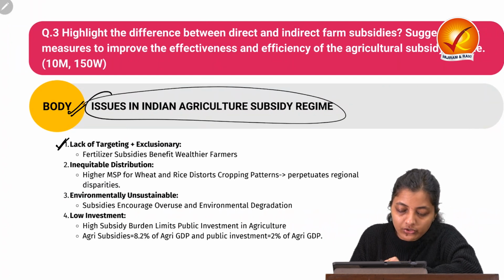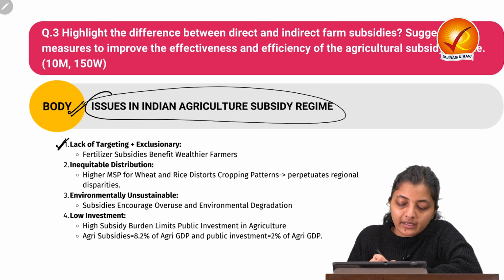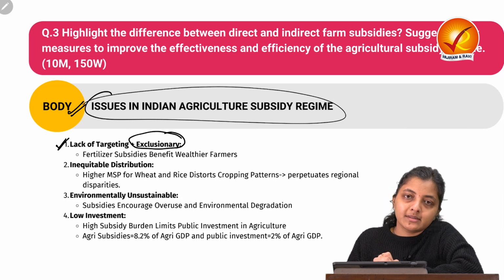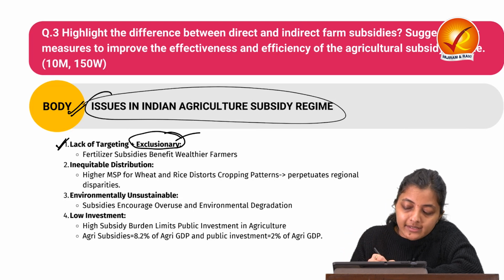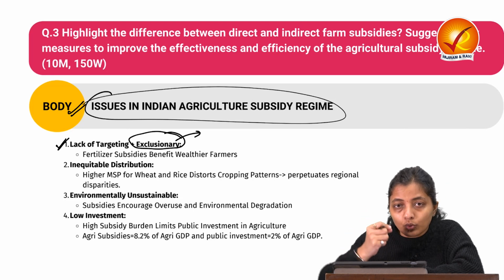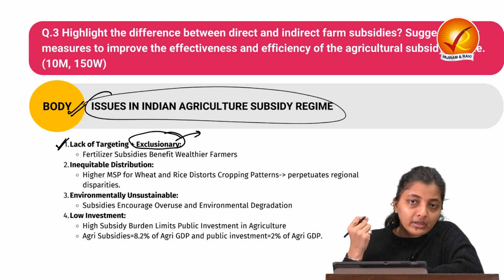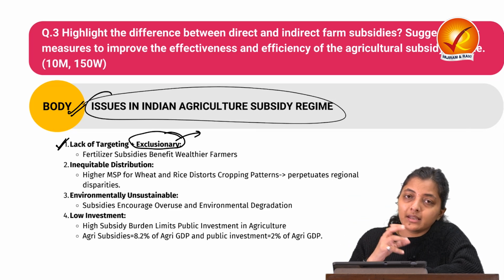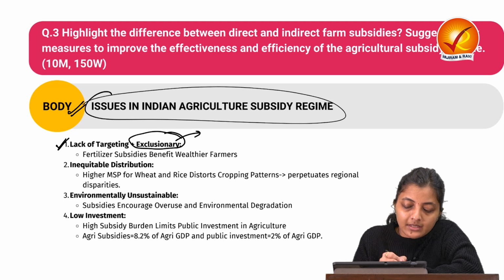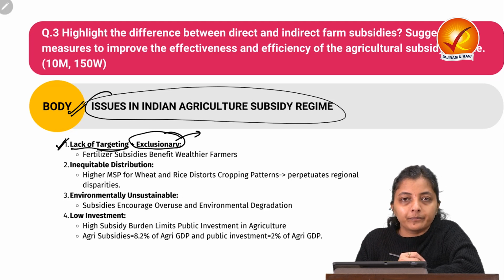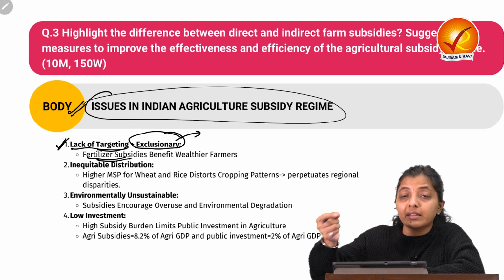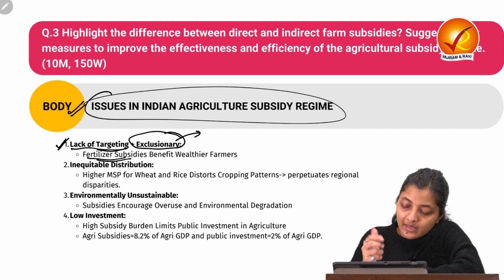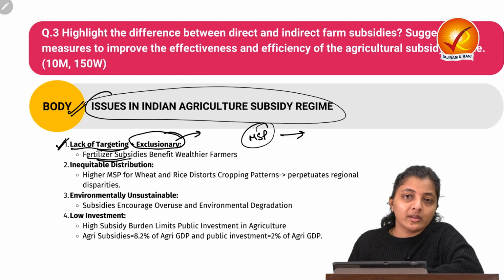The very first issue is the lack of targeting, and there are the exclusionary errors, and there are also the inclusionary errors of the unwanted people, and exclusionary error of whosoever demanding or needing that subsidies, but they are not included in the list. So there are the lack of targeting. Like you can give example that the fertilizer subsidies benefit the wealthier farmers more. Same you can write the MSP. MSP benefits the rich farmer more.